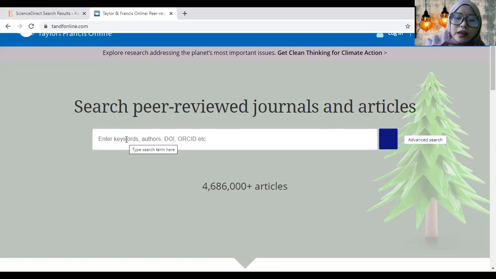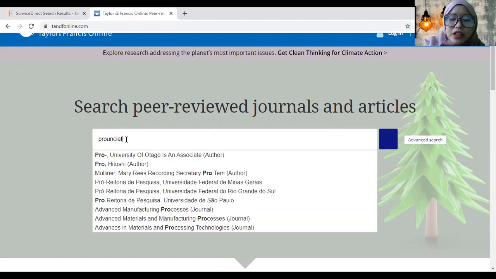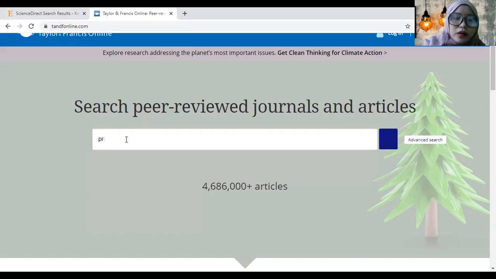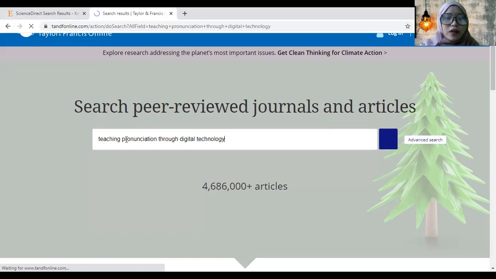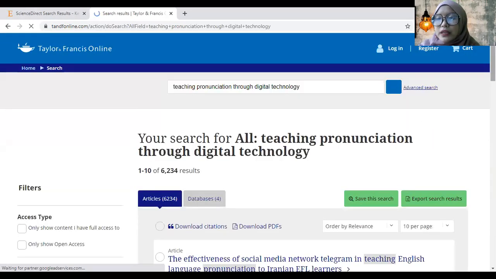Type the keywords like, for example, pronunciation, learning or teaching pronunciation online, through digital technology. Okay, or through online learning, or through social media, or through digital technology.